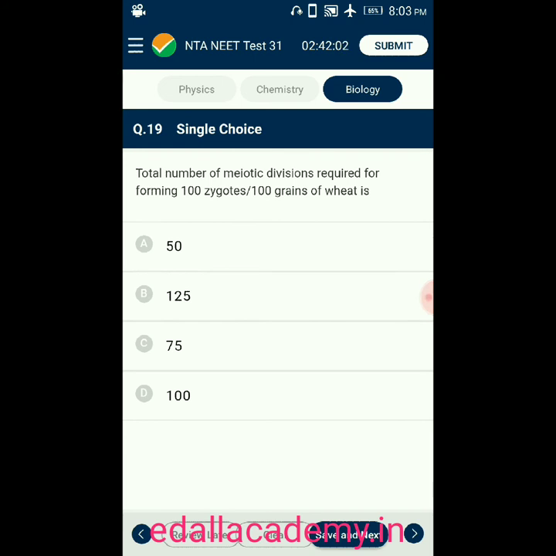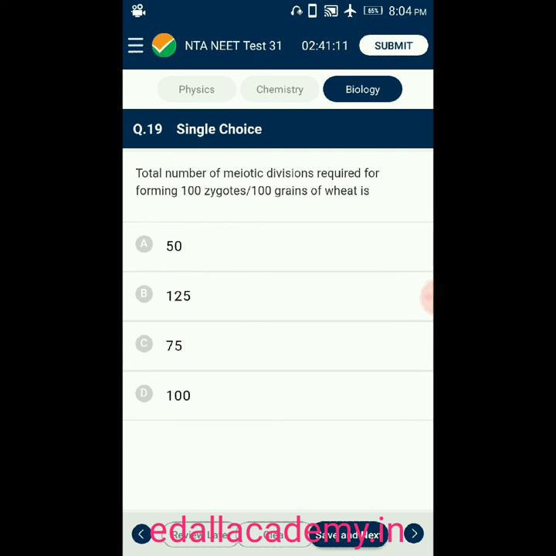The zygote is formed by the fusion of haploid male and female gametes. Thus, to determine the total number of meiotic divisions to produce 100 zygotes, the total number of meiotic divisions in males and females should be considered. In males, one meiotic division forms 4 male gametes. Thus, 25 meiotic divisions give 100 male gametes. In females, one meiotic division forms 1 egg cell, as the remaining 3 degenerate to provide nutrition to the developing egg cells. Thus, 100 meiotic divisions give 100 egg cells.